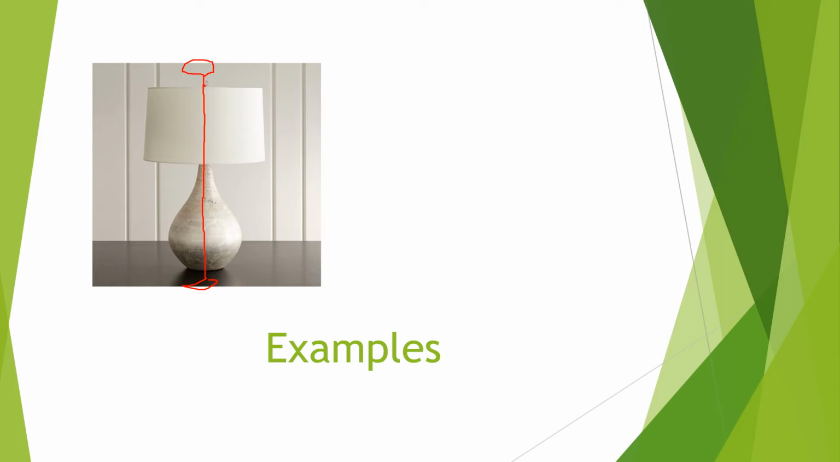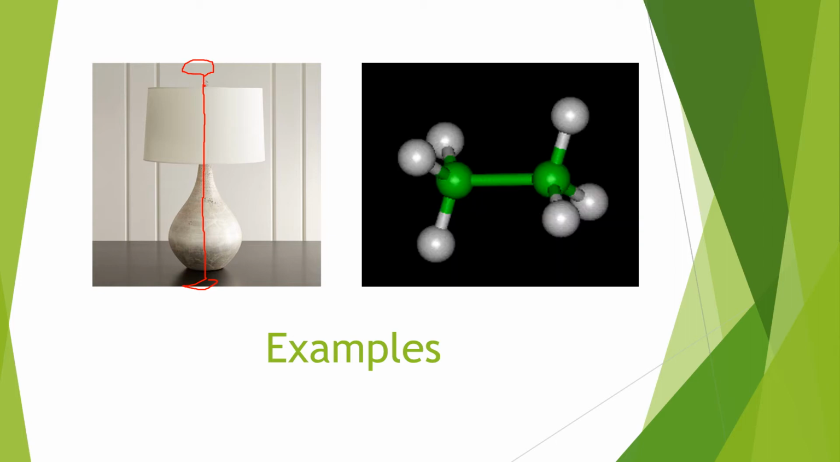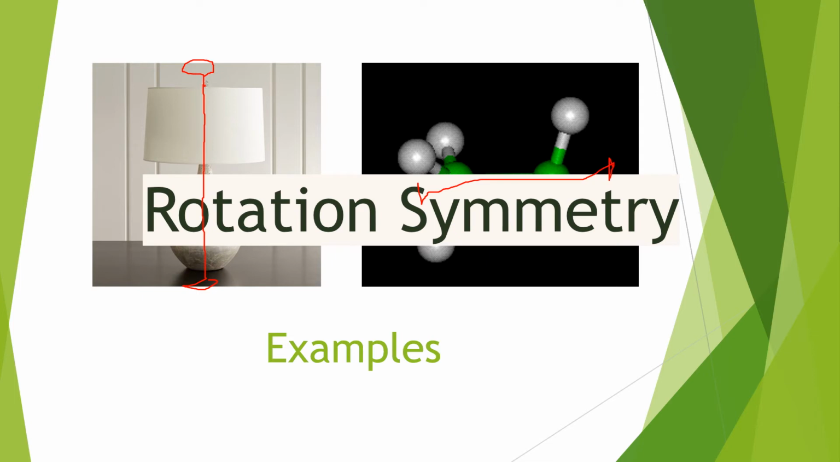So a molecular example of this is going to be the ethane molecule. If you draw your axis again, from there through there. And with the ethane molecule, any way you turn it isn't going to give you the exact same configuration, but there are ways in which you can turn it to make it look exactly the same as the starting configuration. And this axis is going to be called the rotation axis. And this is going to be an indication of rotation symmetry.